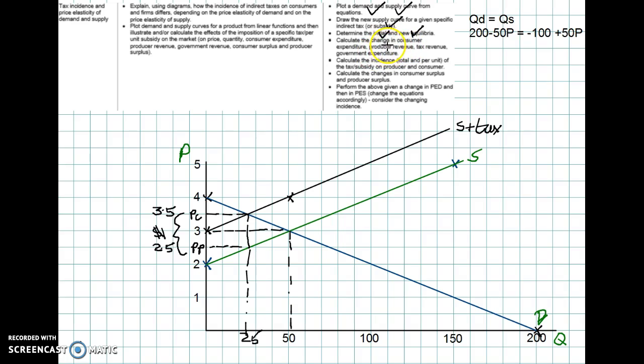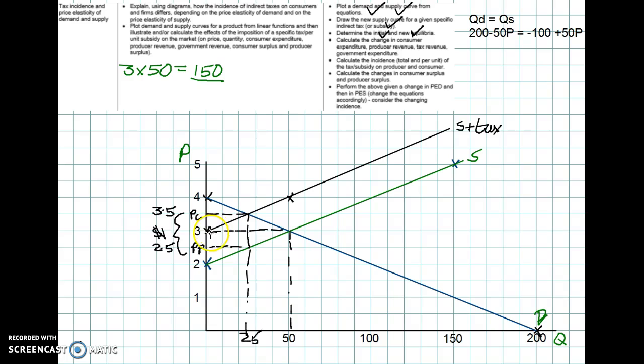Okay, so the consumer expenditure is dead easy. It's the price times by the quantity. So the original consumer expenditure was 3 times by 50, which equals 150. Okay, so whatever the units are, it's 150. The original producer revenue, again, is the price times by the quantity, which is, again, 150. Okay, so that's nice and simple. So we've worked out the original ones of these.